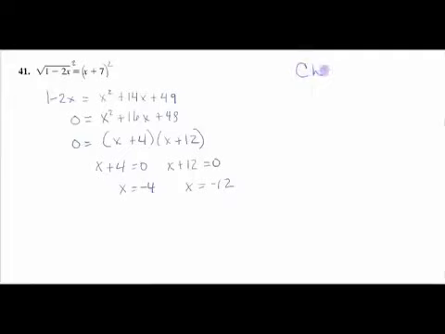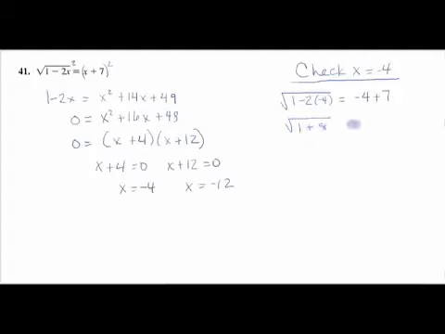I'll need to check both of these solutions. So checking x equals negative 4, I have the square root of 1 minus 2 times negative 4 equals negative 4 plus 7. That's the square root of 1 plus 8 equals 3. The square root of 9 is 3, so 3 equals 3. X equals negative 4 is one of my solutions.